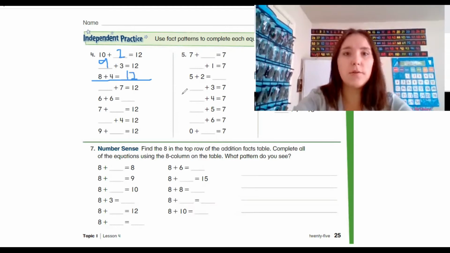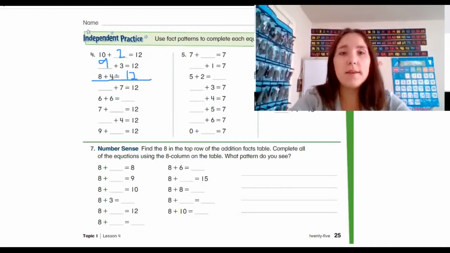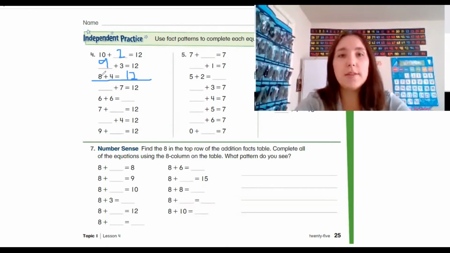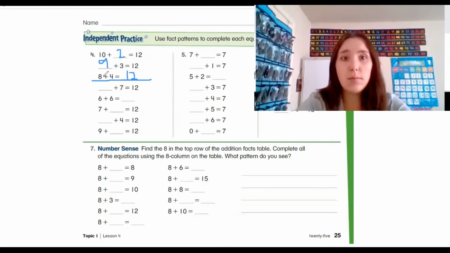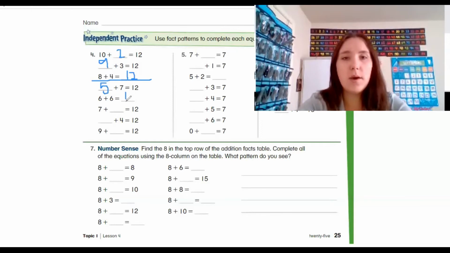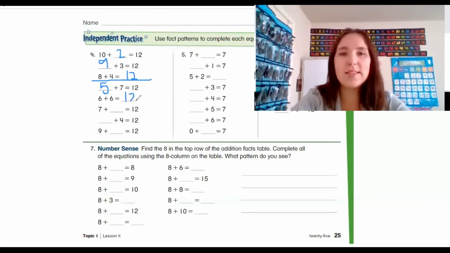So that's also 12. Okay, now the second addend is going up by 3. So that means this first addend has to go down by 3. So 8 take away 3, we know it's 5, right? Good. Okay. And then this one's going up by 1, and this one's going down by 1. So that means our sum is still going to be 12. We know that one already because it's a doubles fact, don't we?